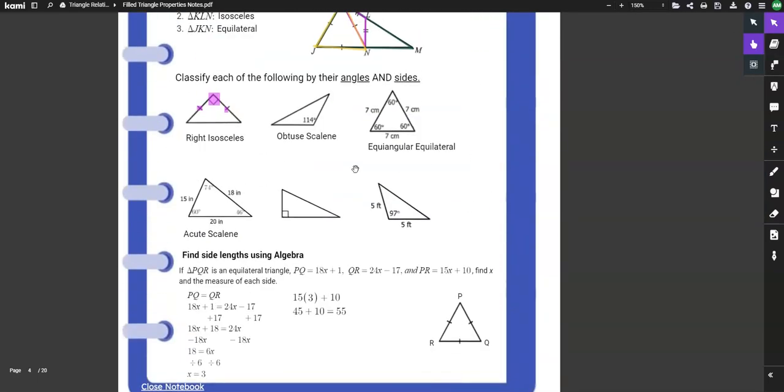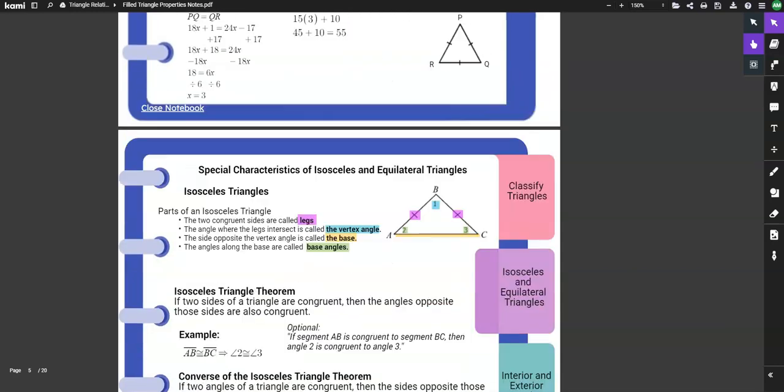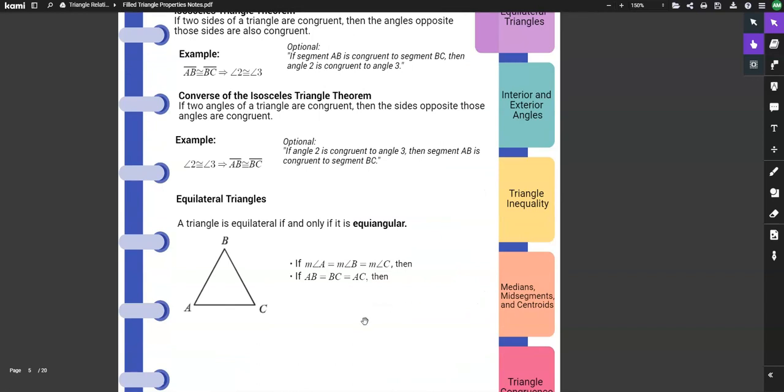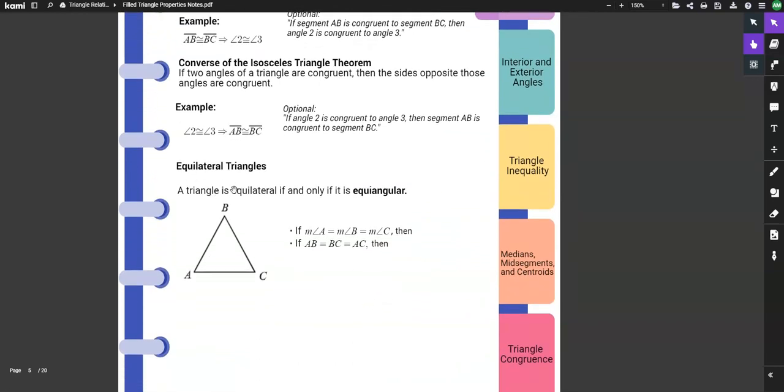All right, so one thing you might have noticed as well up here when we were looking at our triangles is that our equiangular triangle was also equilateral. Well, that always happens. A triangle is equilateral if and only if it is equiangular. They always go together.